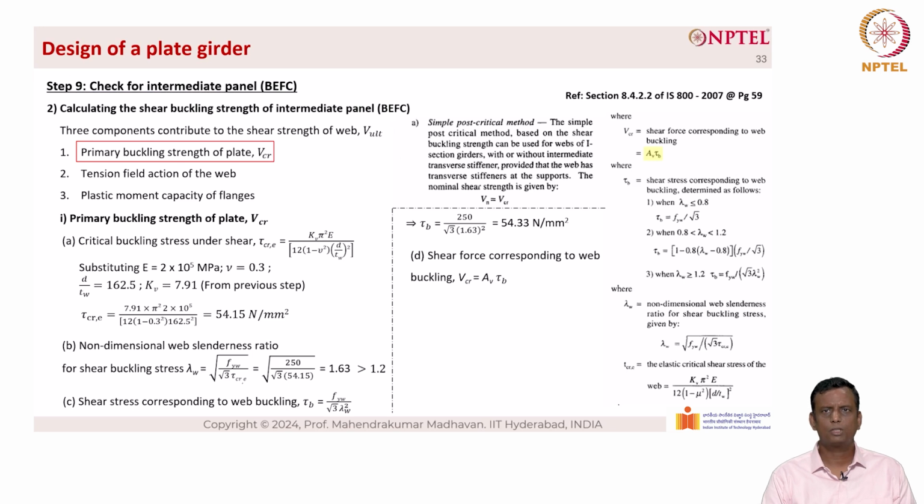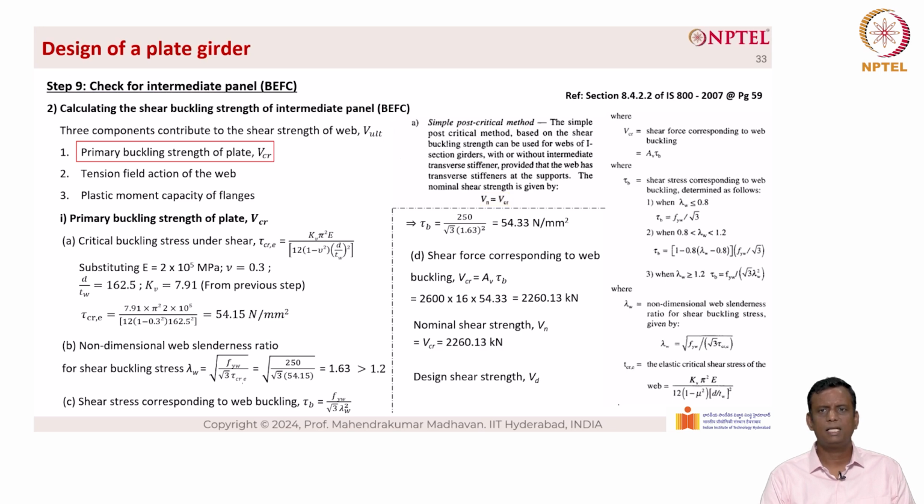So the shear force corresponding to the web buckling, V critical, equals AV into tau B, which is 2600, the depth of the web plate, into 16, the thickness of the web plate, gives you the area, multiplied by the stress 54.33 gives you the shear load, which is 2260.13 kilonewton. Now the nominal shear strength Vn is equal to 2260.13 kilonewton. The design shear strength is Vn divided by gamma m naught, which is 2260.13 divided by 1.1, which is equal to 2055 kilonewton.